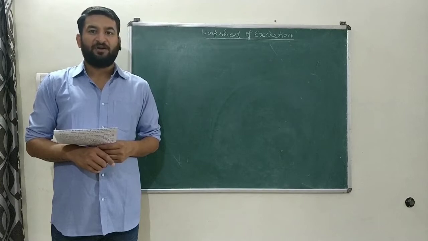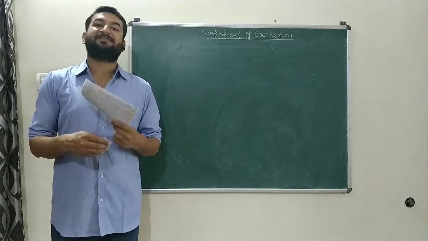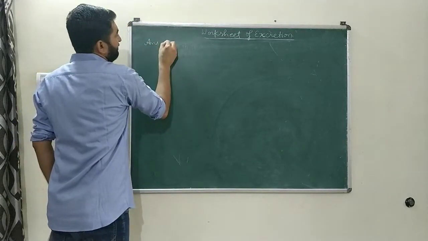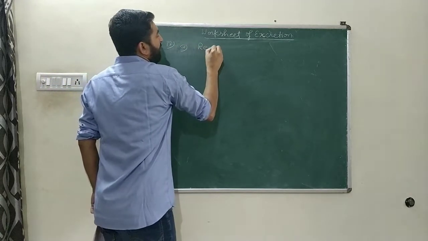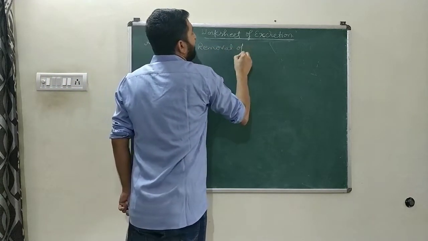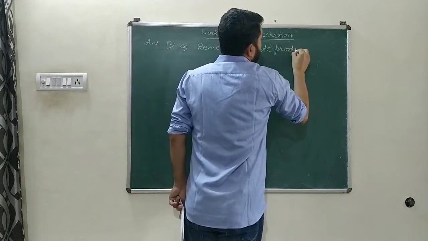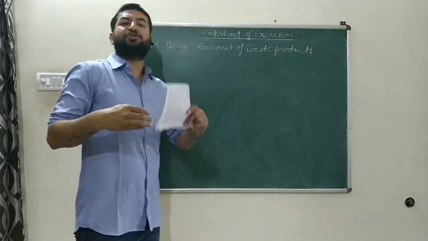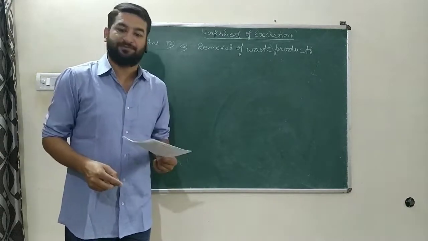Question number 12 of your worksheet is composed of three parts, A, B and C. The A part is: define excretion. What is excretion? Removal of waste products out of the body is known as excretion. Or you can say elimination of the waste products out of the body is known as excretion.